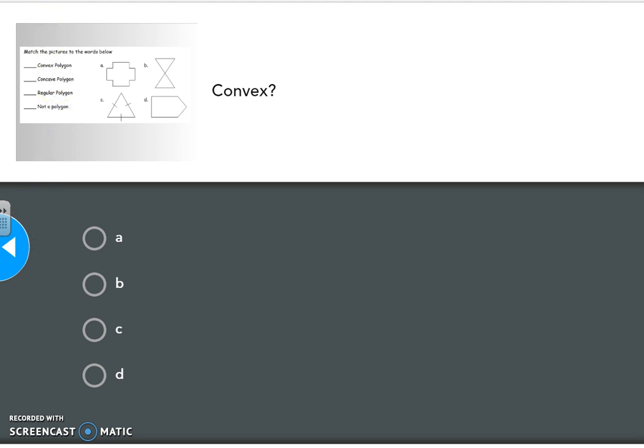I'm going to have to do the questions with you as we go. So convex. So remember, that's all interior angles are less than 180 degrees. So that's something like D and C. The interior angles are less than 180 degrees. C is convex, but it's a regular polygon. So we're going to go ahead and pick D.